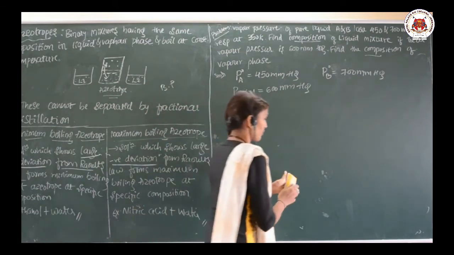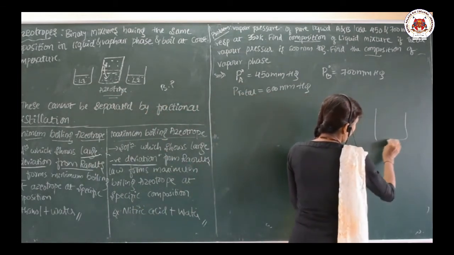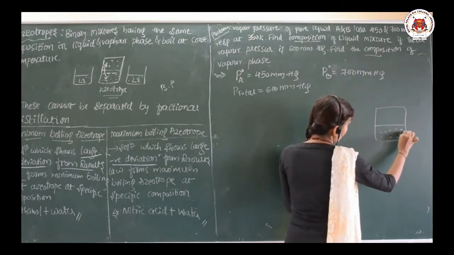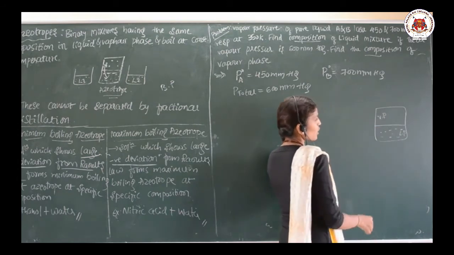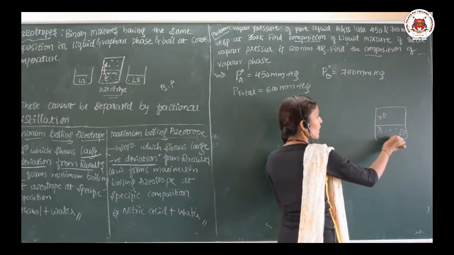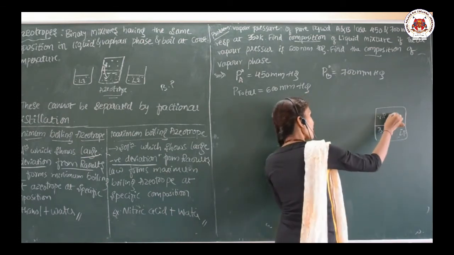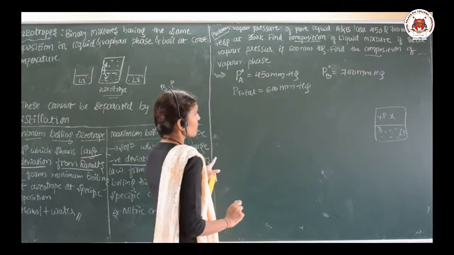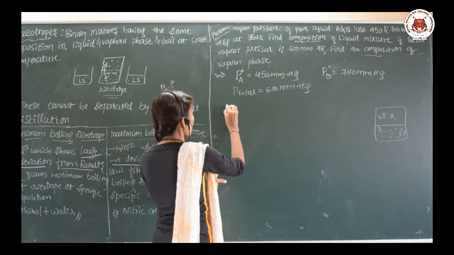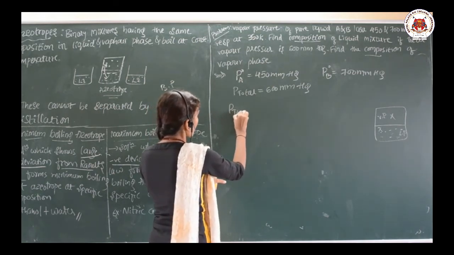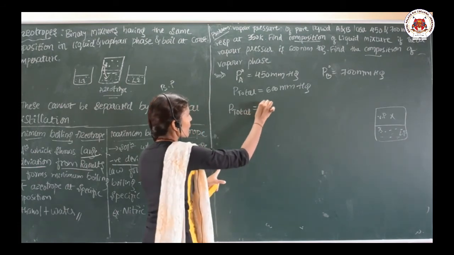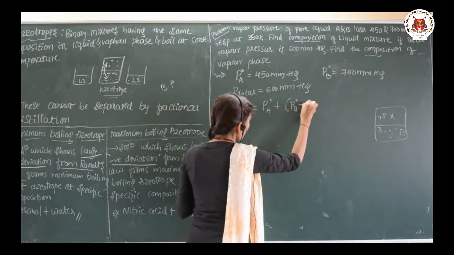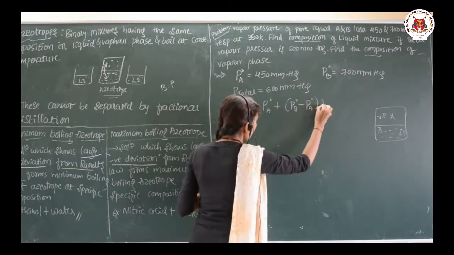So see here, binary solution. This is the liquid phase, this is the vapor phase. We need to find out the mole fraction in the liquid phase, that is the composition, and here the mole fraction in the vapor phase. Okay. So by looking at these given quantities, I know that according to Raoult's law, P total is equal to PA naught plus (PB naught minus PA naught) into X2.